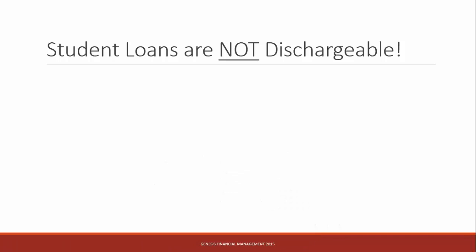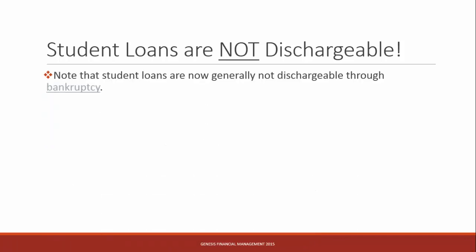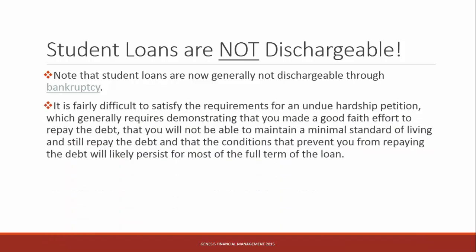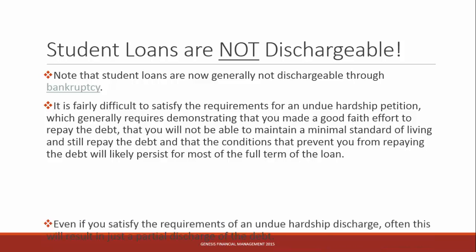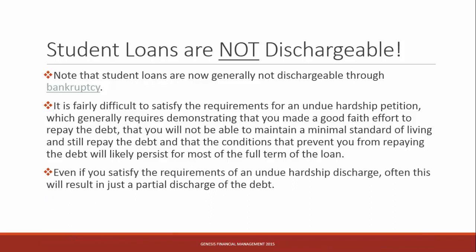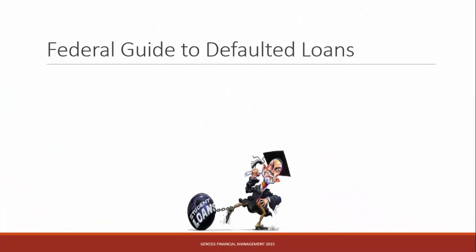Student loans are not dischargeable. Note that student loans are now generally not dischargeable through bankruptcy. It is fairly difficult to satisfy the requirements for an undue hardship petition, which generally requires demonstrating that you made a good faith effort to repay the debt, that you will not be able to maintain a minimal standard of living and still repay the debt, and that the conditions that prevent you from repaying the debt will likely persist for most of the full term of the loan. Even if you satisfy the requirements of undue hardship discharge, often this will result in just a partial discharge of the debt.